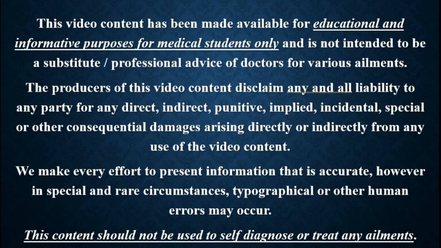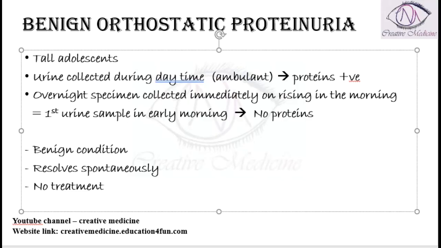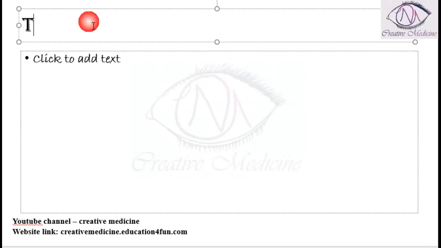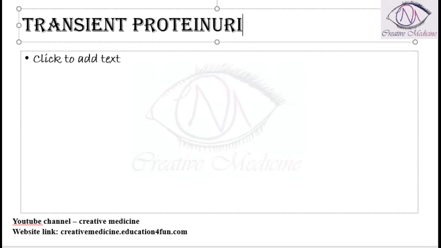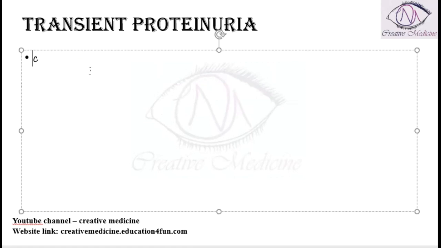In this lecture, we will learn about transient proteinuria. Transient proteinuria is mainly associated with conditions like cardiac failure, fever, and heavy exercise. These are important in transient proteinuria.